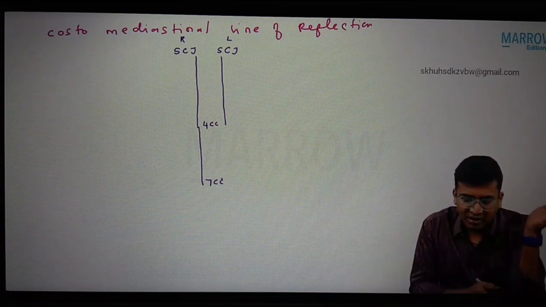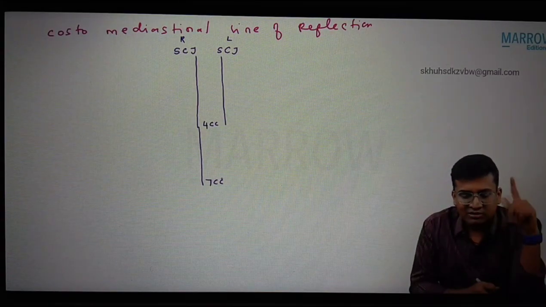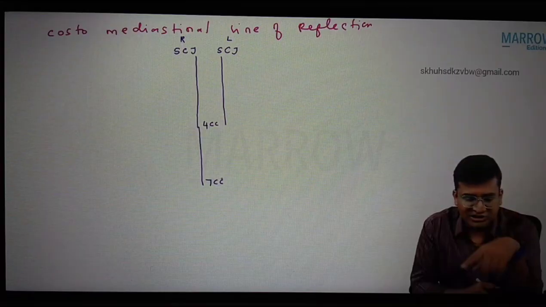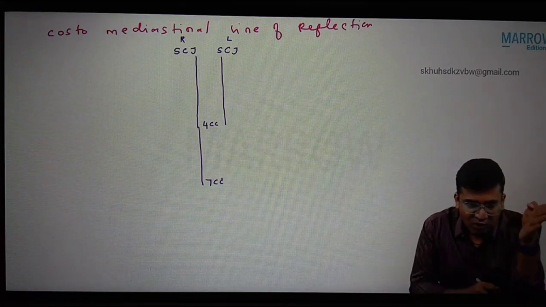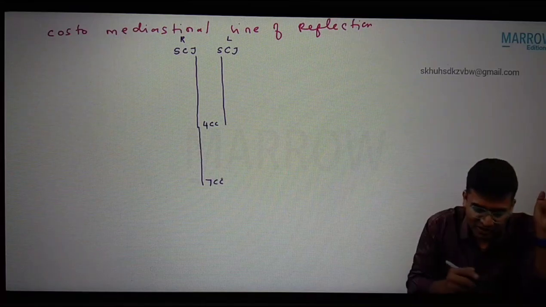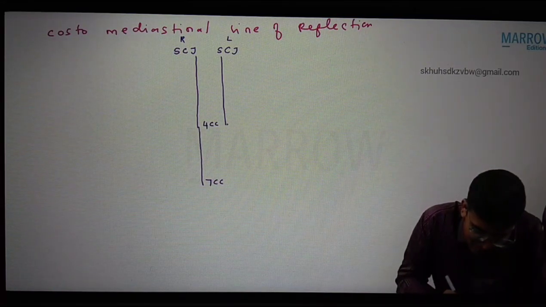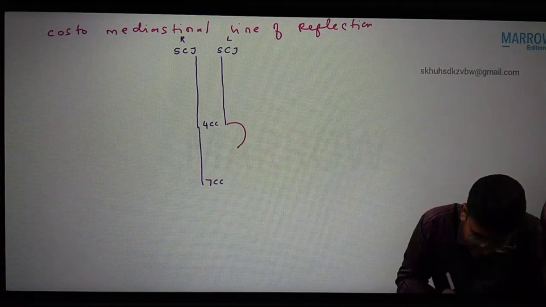That's all. Now come to the left side. Left side, the starting point is the same. Starting from the sternoclavicular junction on the left side, we have to draw one vertical line up to the fourth costal cartilage. Now from the fourth costal cartilage, we have to deviate the line just 2 to 2.5 millimeter.